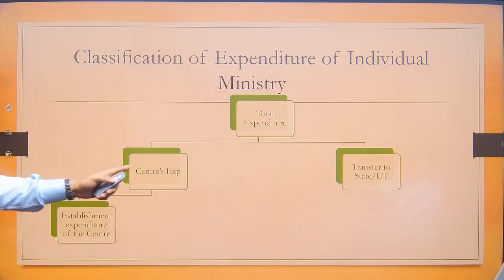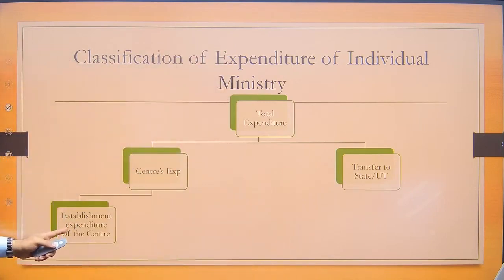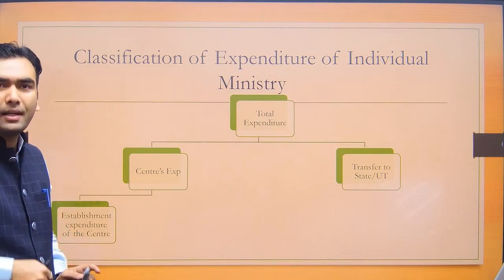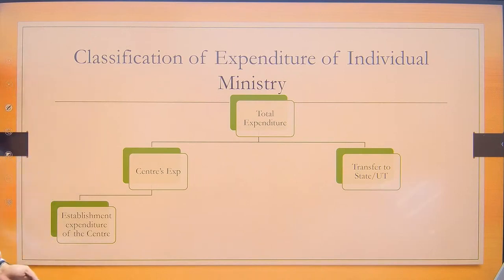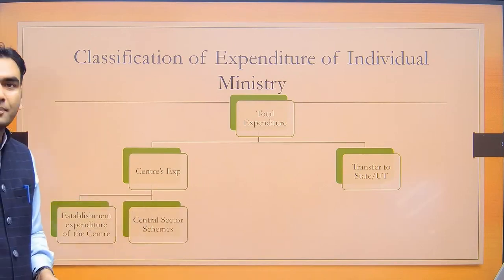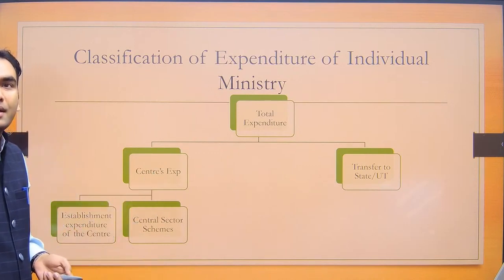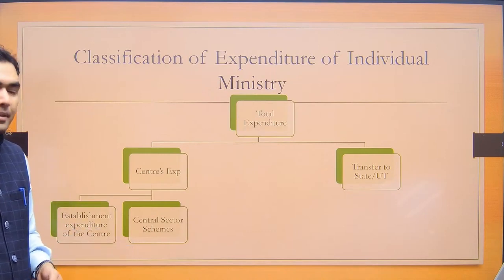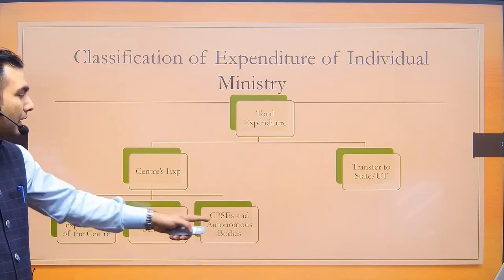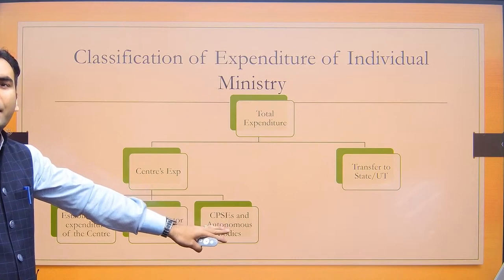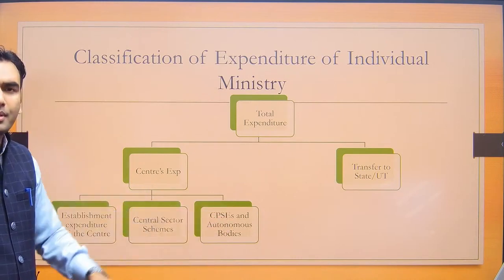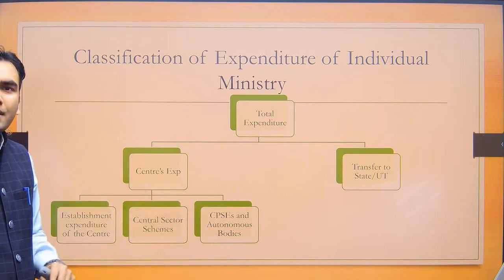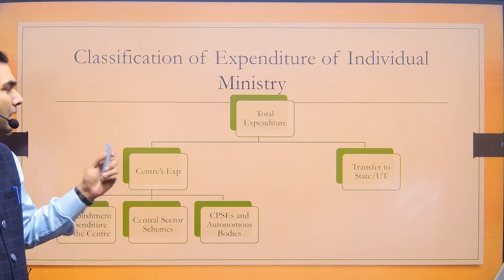Now, the own expenditure could be either establishment expenditure, like the salaries of IAS officers. I mean, your salary that will come. So the salary for running this department or ministry. Second is central sector schemes. There are various central sector schemes that are running. Give me some examples of central sector schemes. The third would be the expenditure of some central public sector enterprises, or of some autonomous bodies. So all this will be part of the central government's own expenditure.